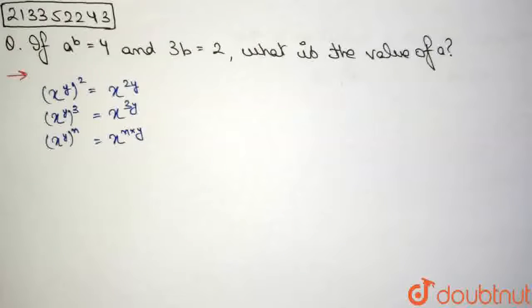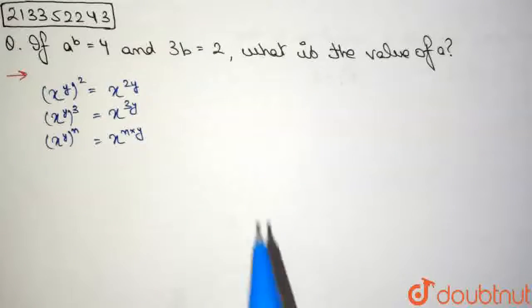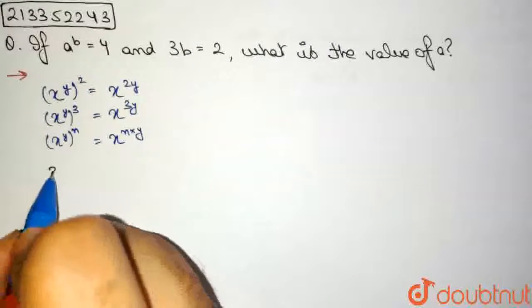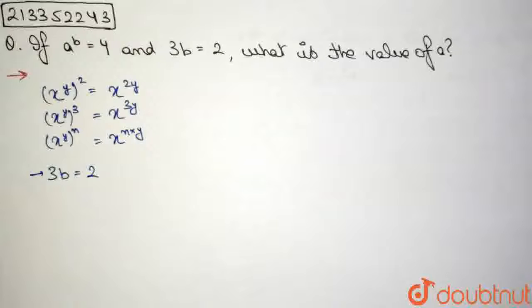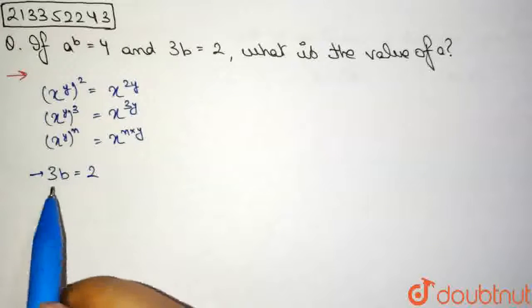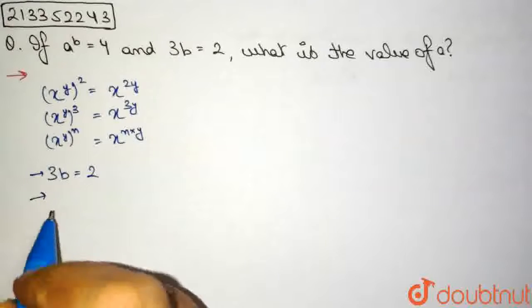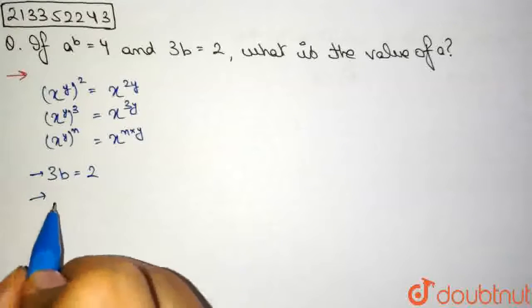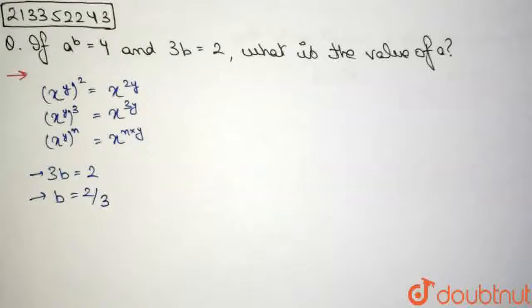In this question, we have a to the power b equals 4 and 3b equals 2. So let us first look at the second equation, which is 3b equals 2. Now, if we divide both sides by 3 to get rid of this 3 and obtain the value of b, this 3 is cancelled out. It becomes b is equals to 2 upon 3. So we have obtained the value of b as 2 by 3.